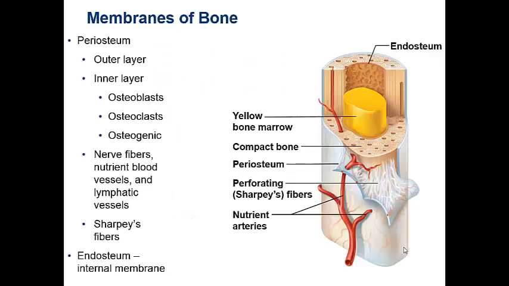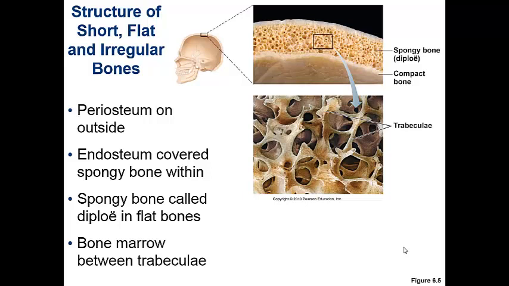Now, an irregular bone, or a flat or short bone, is going to resemble this structure that you see here, the picture that you have in your book. And this type of bone has spongy bone within it. In flat bones, the spongy bone is specifically called diploë. And diploë would be the very center of this spongy bone. And it is surrounded by two layers of compact bone, which you can see here. So it's almost like the diploë is sandwiched in between the compact bones.